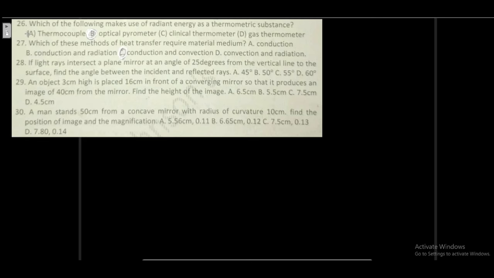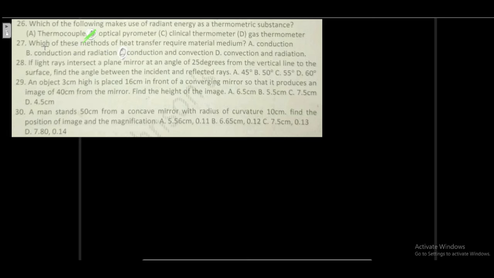Now, question 26 says, which of the following makes use of radiant energy as a thermometric substance? We have thermocouple, optical pyrometer, clinical thermometer, and the gas thermometer. Now, the optical pyrometer actually measures temperature by comparing thermal radiations from a hot object to a calibrated source. So our correct answer is the optical pyrometer. It's the one that makes use of radiant energy as a thermometric substance.